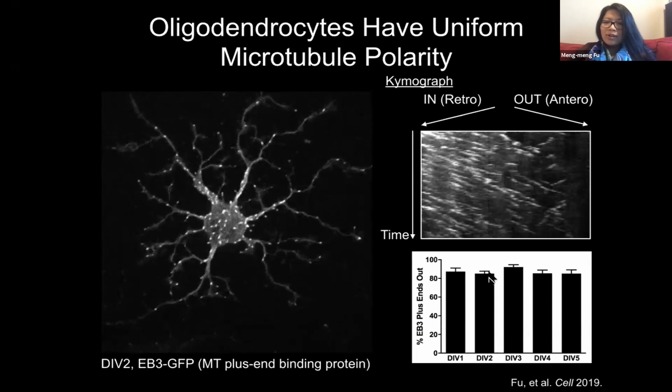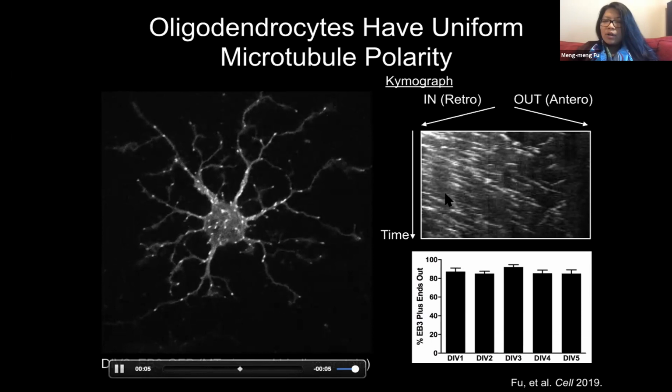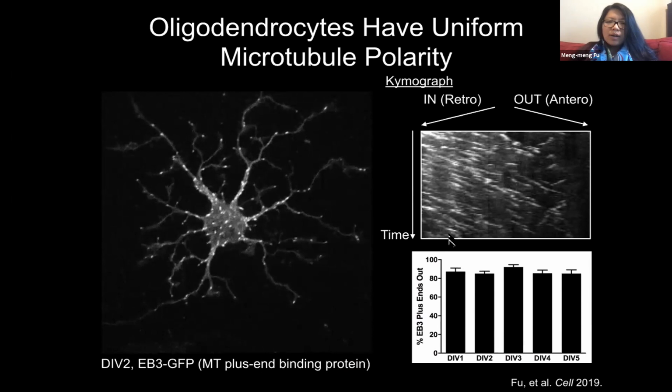So you might recognize from this kymograph and in certain areas of the movie that there are certain areas along the process in which many microtubules are forming. So for example, along this point. And so I became interested in what could be causing these microtubules to be originating from specific sites.